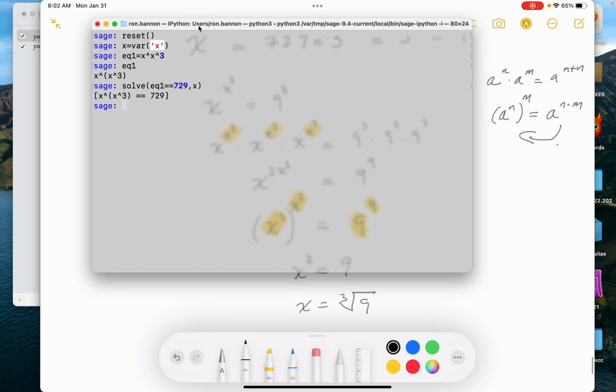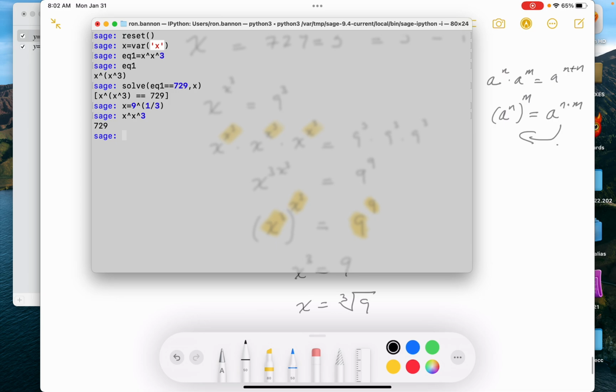So I'm going to say x equals, I'm assigning x now a value. It's no longer a variable. 9 raised to the power 1 divided by 3. All right. Now what am I going to do? I'm going to evaluate equation 1, right? That's x to the x cubed. Let me write that down for you. x to the x cubed. And I'm hoping that's going to equal 729. Let's see what happens. 729. All right, I'm doing okay. All right, so my solution's good.